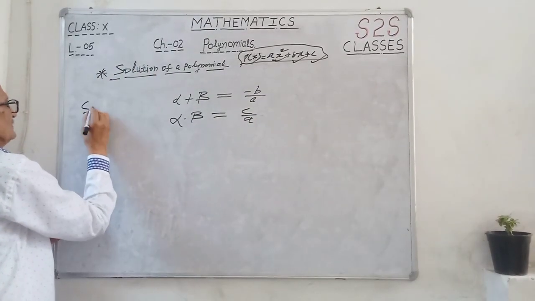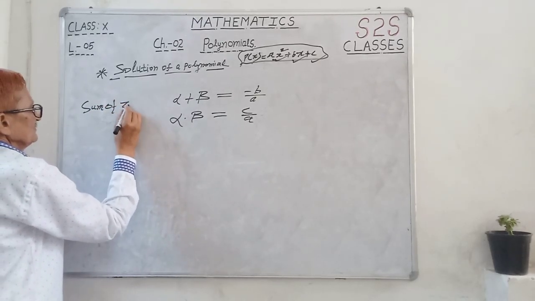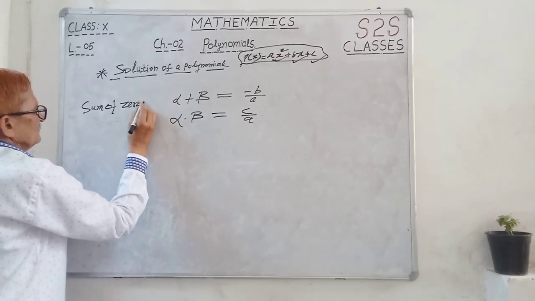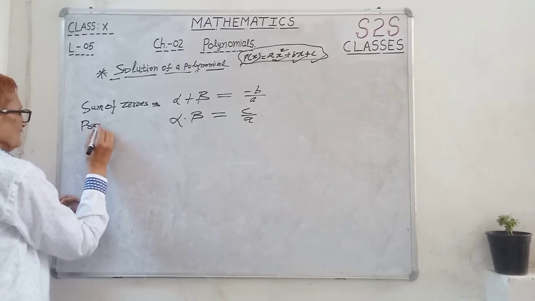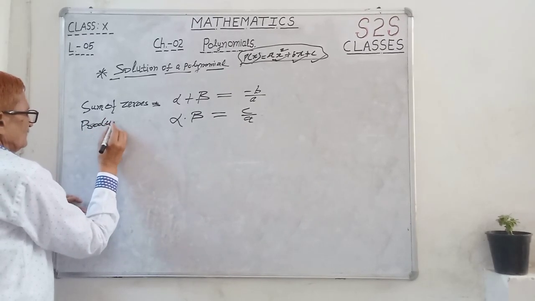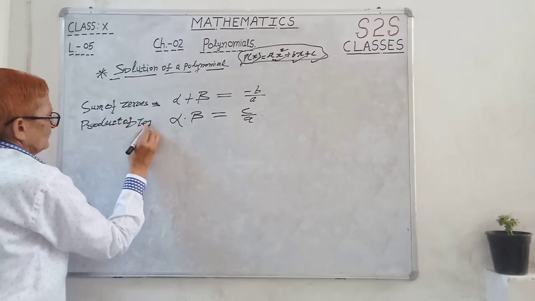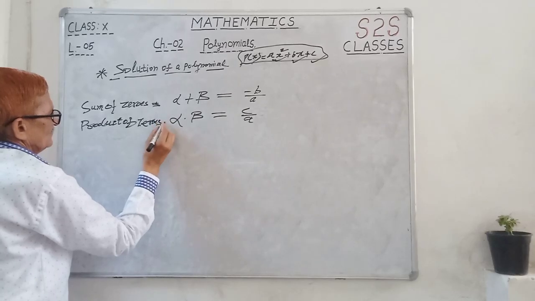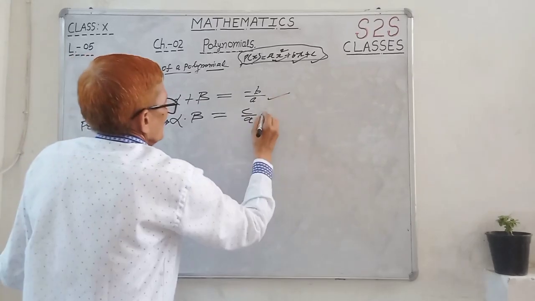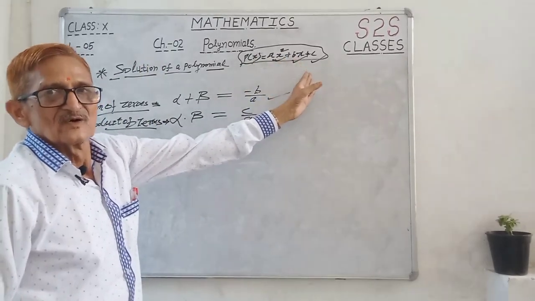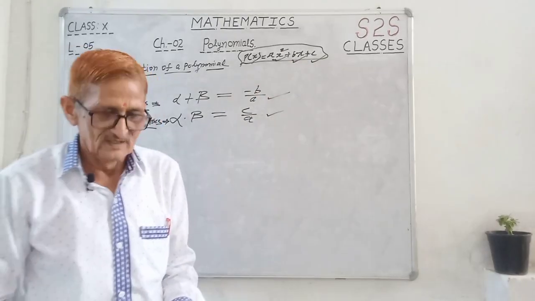and the product of the zeros, alpha into beta, is c upon a. Write the formula for the sum of zeros and the product of zeros. So remember these a, b, c: the coefficient of x square is a, the coefficient of x is b, and c is the constant term.